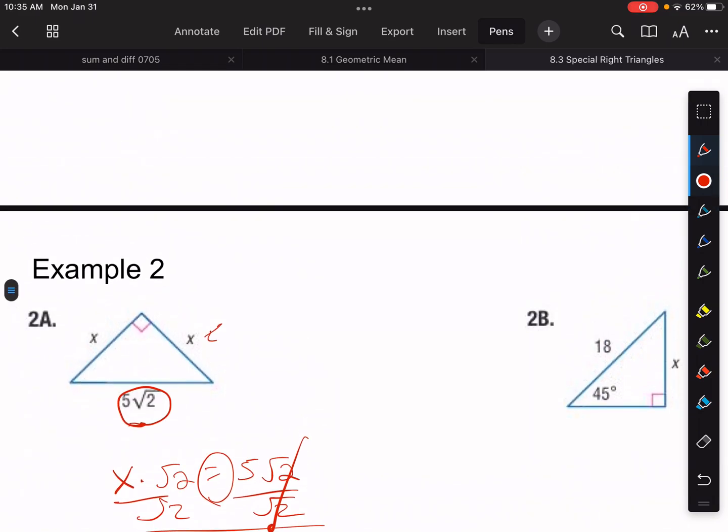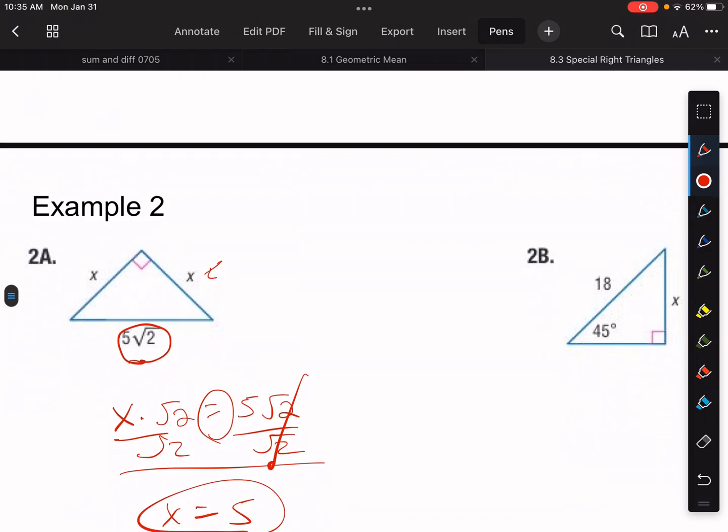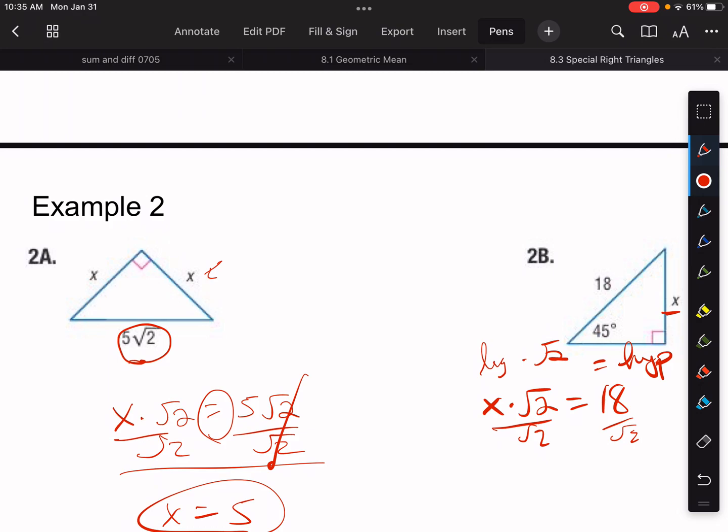All right, same thing here. We could say x, the leg length, times root 2 has to equal 18. Okay, we know that because of the pattern, right? The hypotenuse is equal to the leg times root 2. All right, so to solve this, we're going to divide both sides by root 2. X then is equal to 18 over root 2.